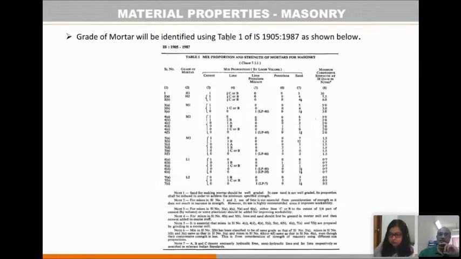When you look at the grade of the mortar, you can refer to Table 1 of IS 1905, which delineates, depending upon the mortar grade, the different minimum compressive strength of the mortar. This is one of the approaches in case you are not adopting proper site investigation, but for that purpose you need to understand the mix proportioning of the mortar. So appropriately you have to select the category of the mortar.